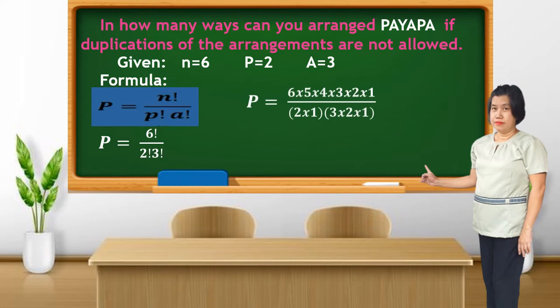6 factorial is equal to 6 times 5 times 4 times 3 times 2 times 1, which is equal to 720, all over 2 factorial, 3 factorial, which is equal to 2 times 1 times 3 times 2 times 1, which is equal to 12, and 720 divided by 12 is equal to 60.